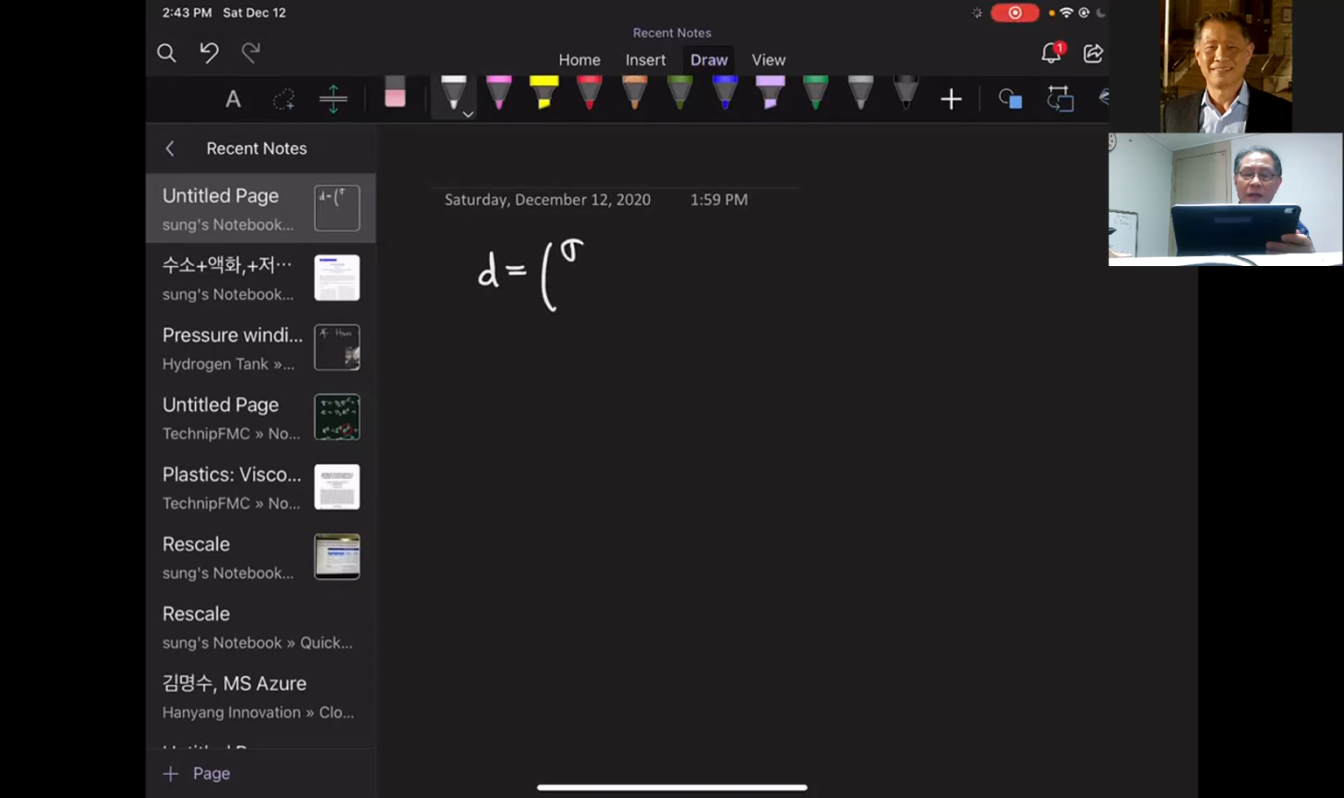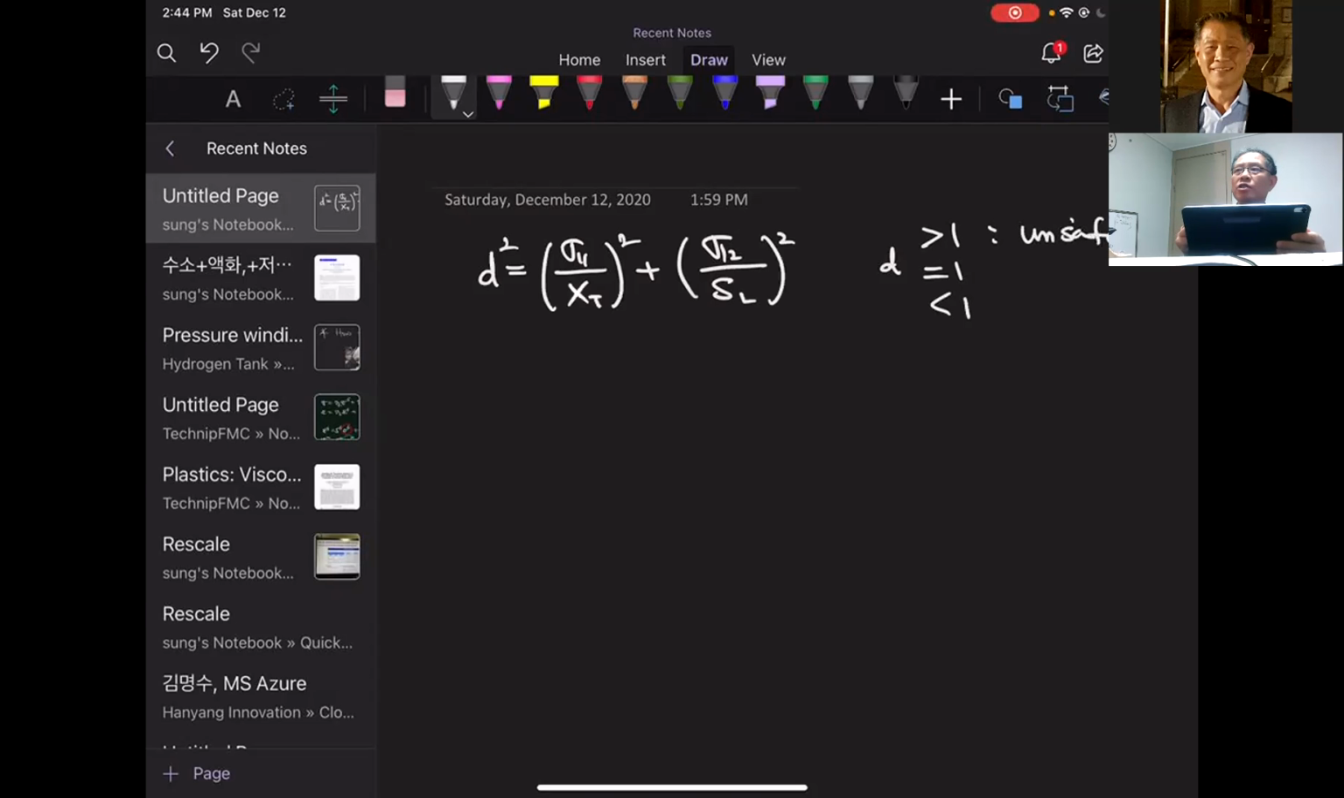So sigma 1 divided by XT, squared, plus sigma 1,2 divided by SL, squared. So certainly when D is greater than 1 it is unsafe, but we cannot tell how much unsafe. That's my point. And it is not proportional.